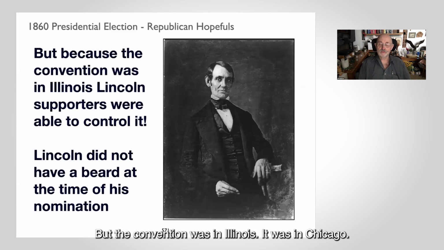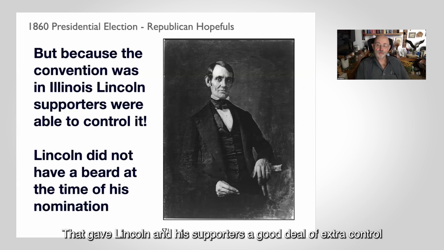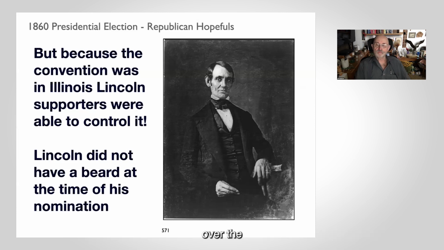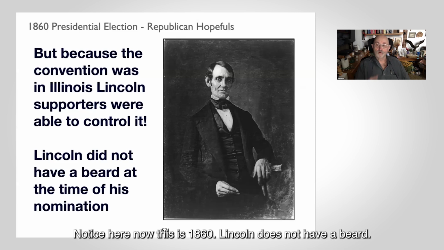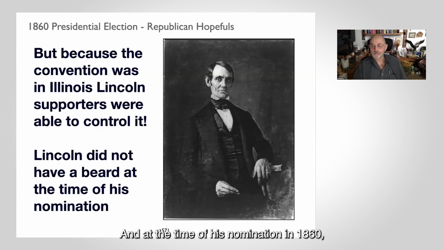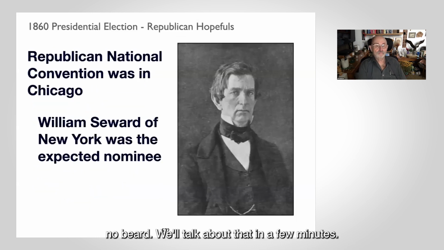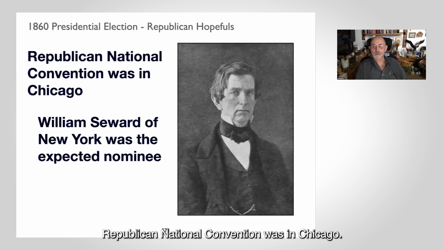But the convention was in Illinois, it was in Chicago. That gave Lincoln and his supporters a good deal of extra control over the nomination process. Notice here now, this is 1860. Lincoln does not have a beard. And at the time of his nomination in 1860, no beard. We'll talk about that in a few minutes. Republican National Convention was in Chicago.